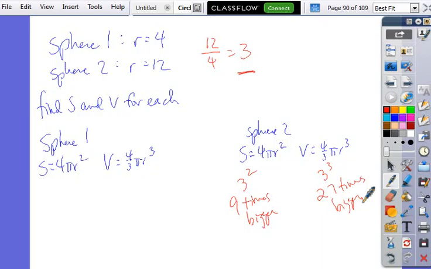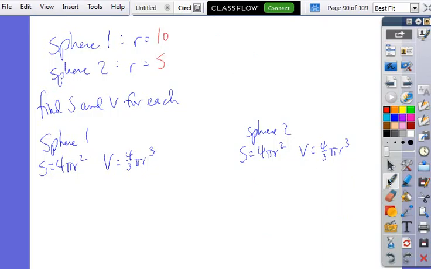All right. So look at this last one. Again, what's happening to the radius here? It's getting smaller, which means I'm dealing with a smaller sphere the second time. You do the second divided by the first. If it's a fraction, I would go ahead and simplify it down if possible. So I'm going to deal with 1/2. Well, what is 1/2 squared? 1/4. So this is 1/4 as big. And then 1/2 cubed would be 1/8 as big.